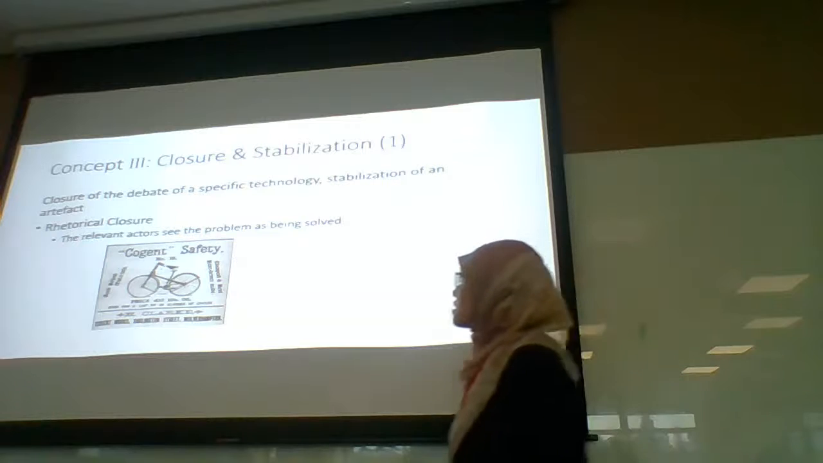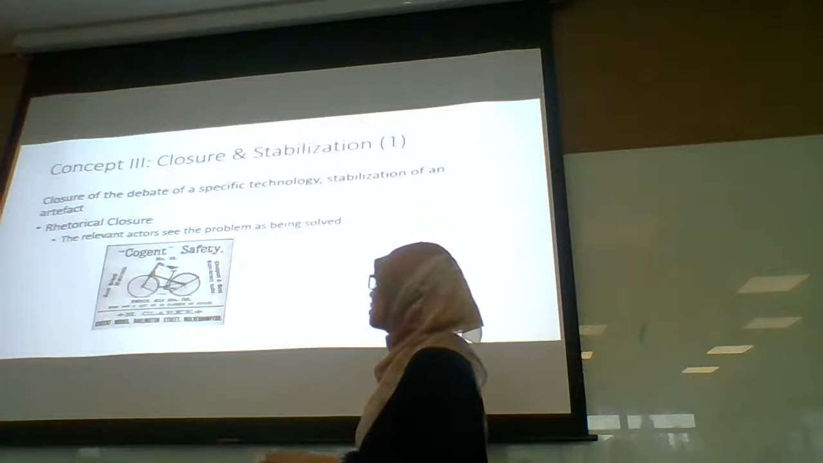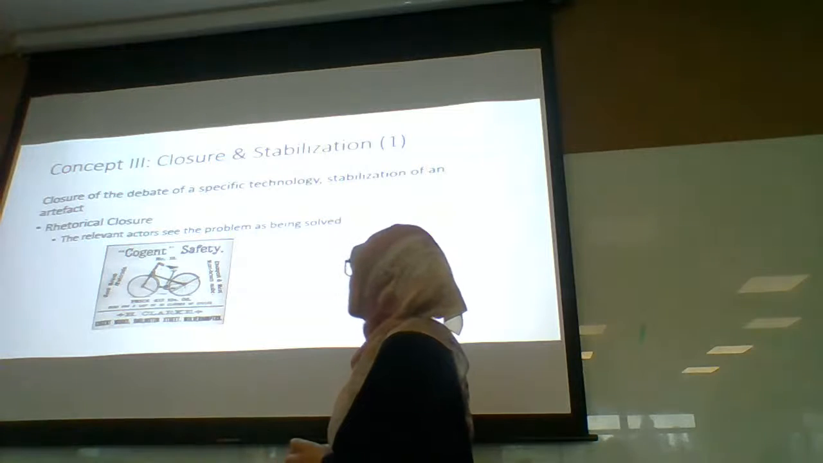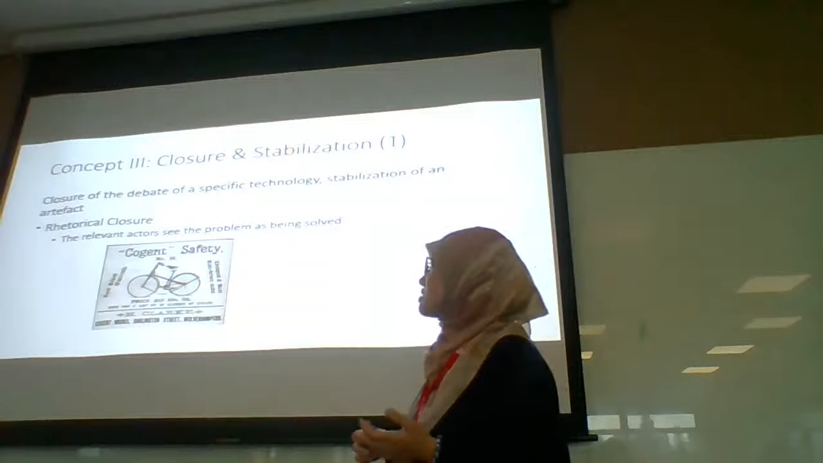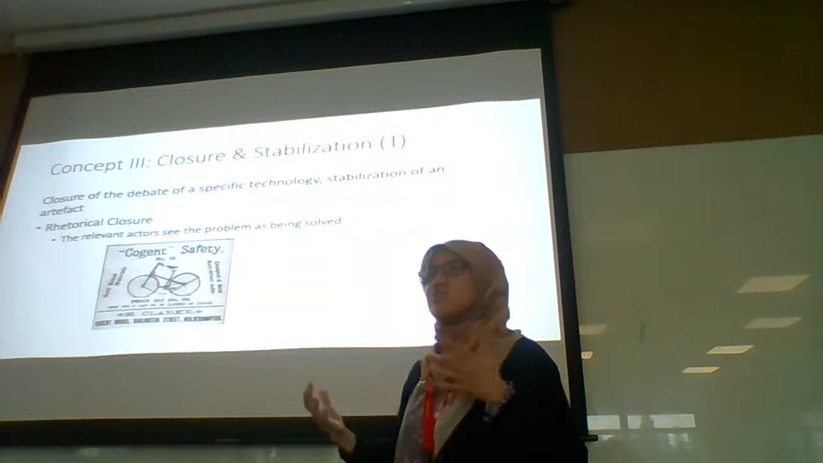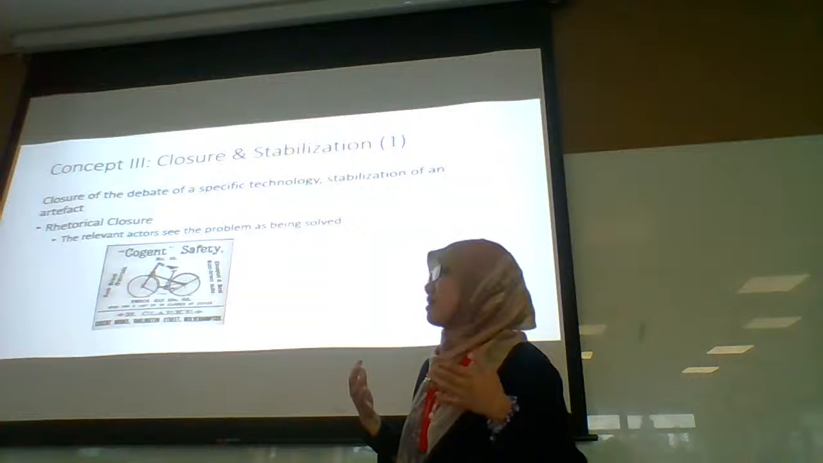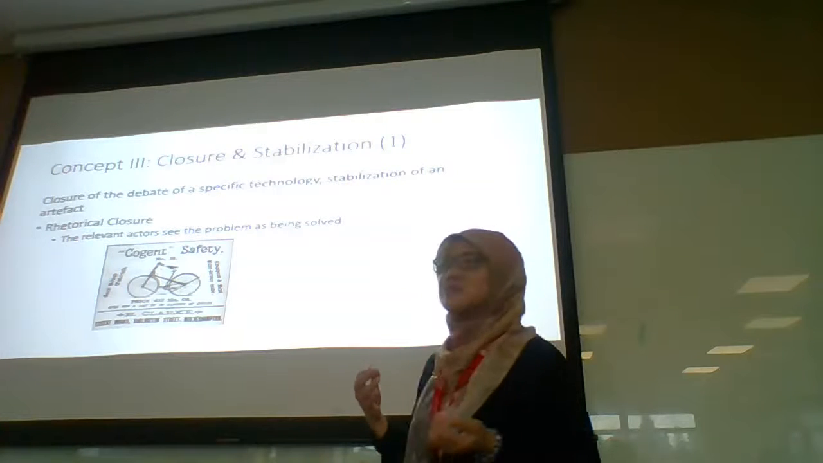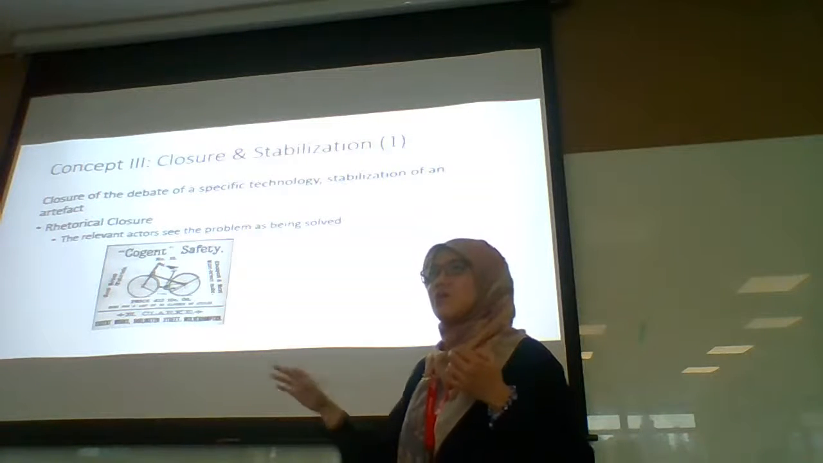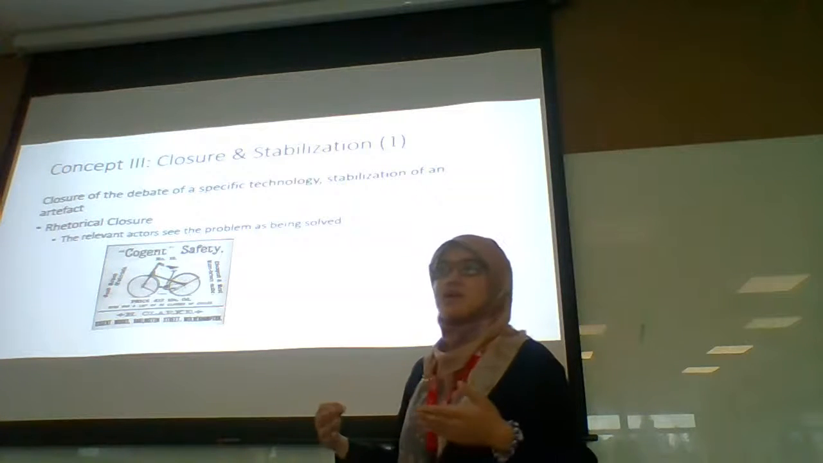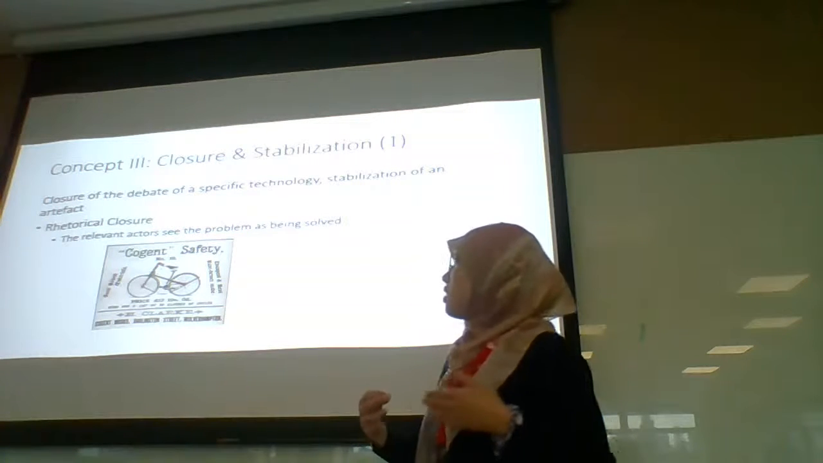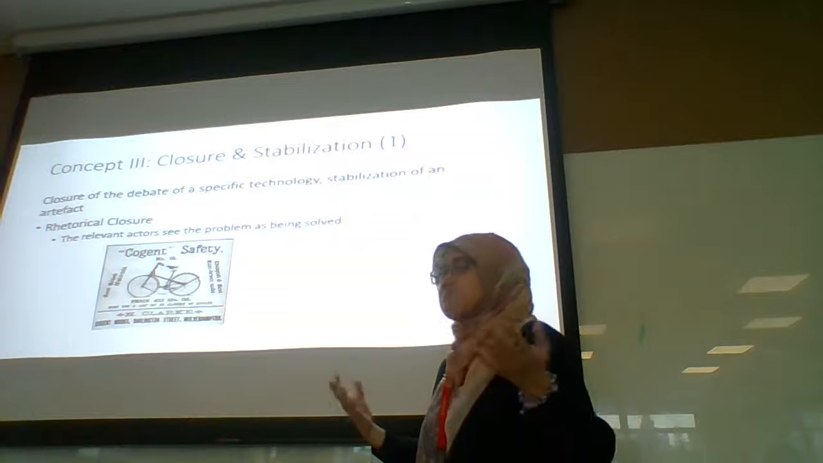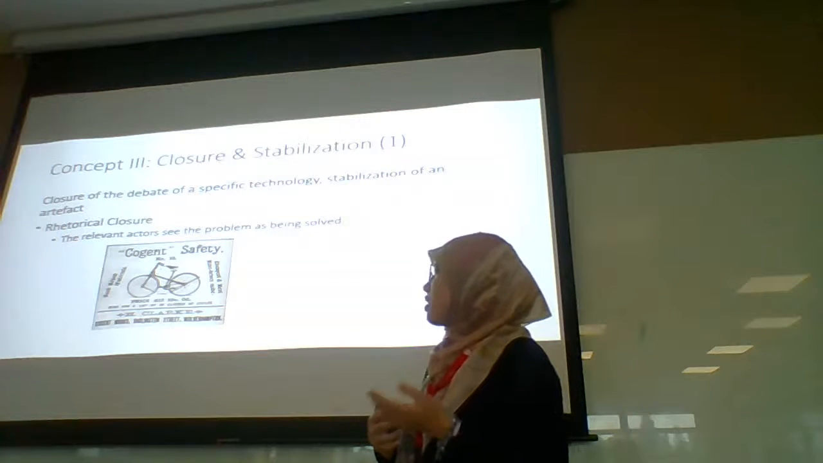So this is the third concept, the last concept for the social construction of technology, and it's about closures and stabilizations. What is closure and stabilization, and does closure and stabilization have an expiry date? Because sometimes in history, we can see that it lasts for 20 years, but 30 years later, a new design emerged that solved the same problem more efficiently, or was more acceptable for cultural or other issues.